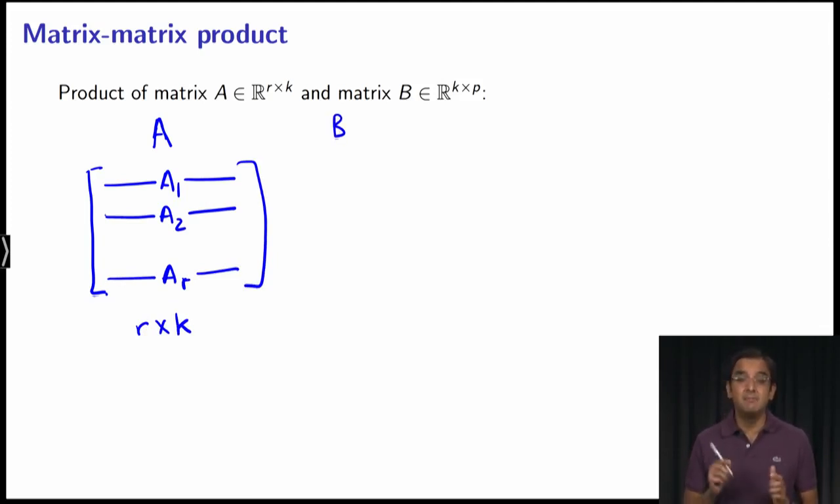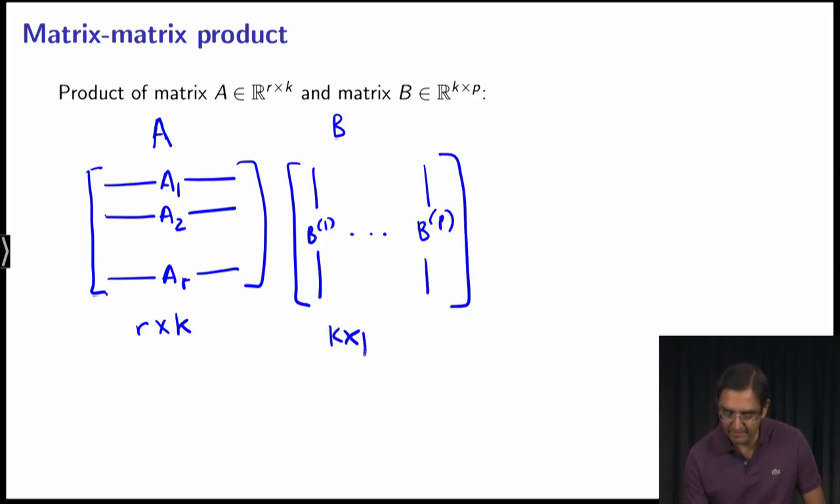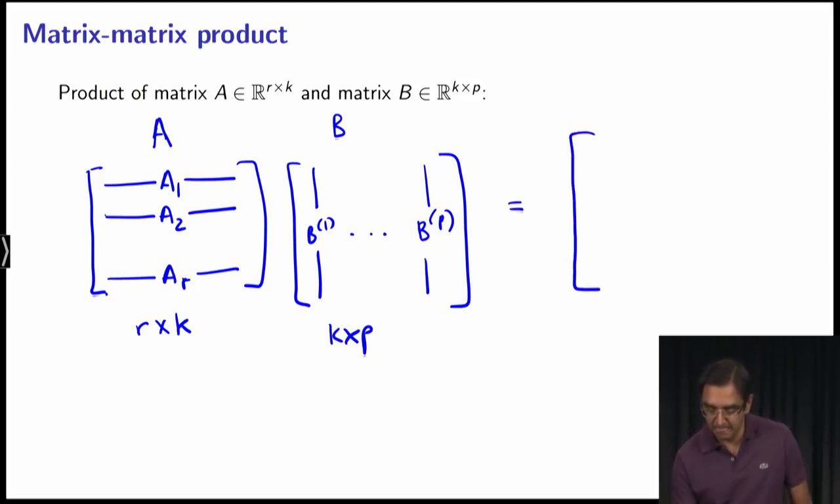That means that it has P columns. Let's go ahead and number the columns. Let's call them B superscript 1 all the way to B superscript P. So this is a K by P matrix. The result of these two is going to be an R by P matrix. So the result, which is A times B, is going to be an R by P matrix.